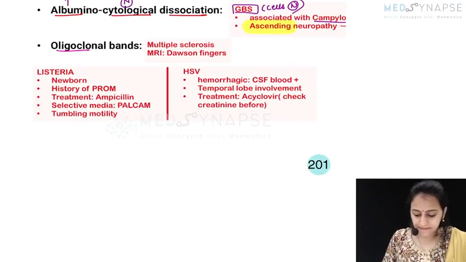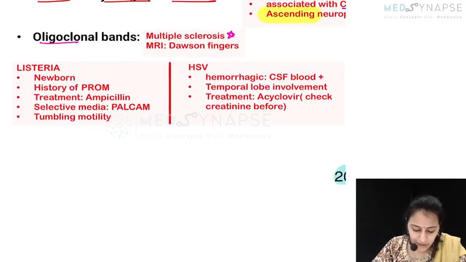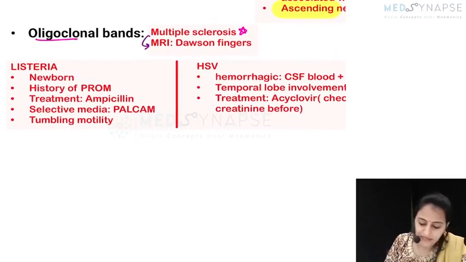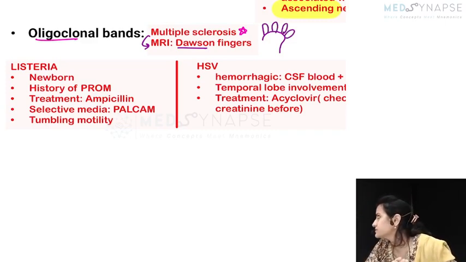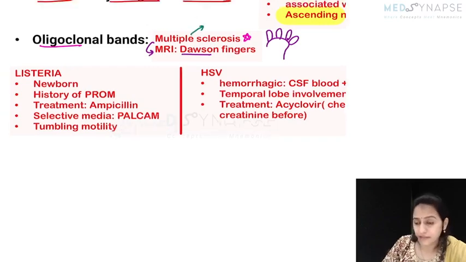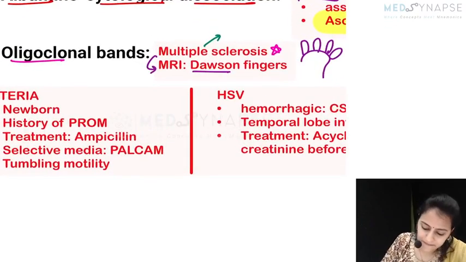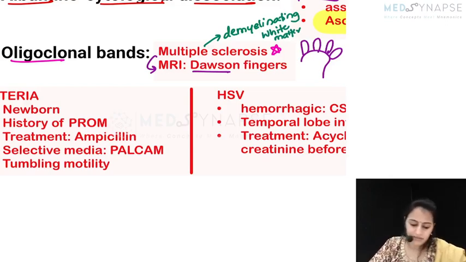Oligoclonal bands are seen in multiple sclerosis, which on MRI shows Dawson's fingers. If this is a sagittal MRI, you would see the demyelinating plaques like these fingers. That is the Dawson's fingers. Multiple sclerosis affects the gray matter or the white matter of the brain? Gray ki white. It's a demyelinating disorder. So demyelinating means what? White matter. Right? Myelin white matter mein hota hai. Gray matter are the cells. So it's a white matter disorder.